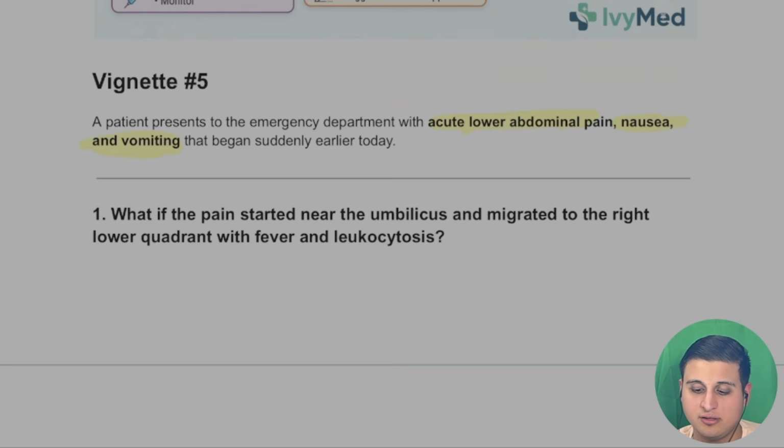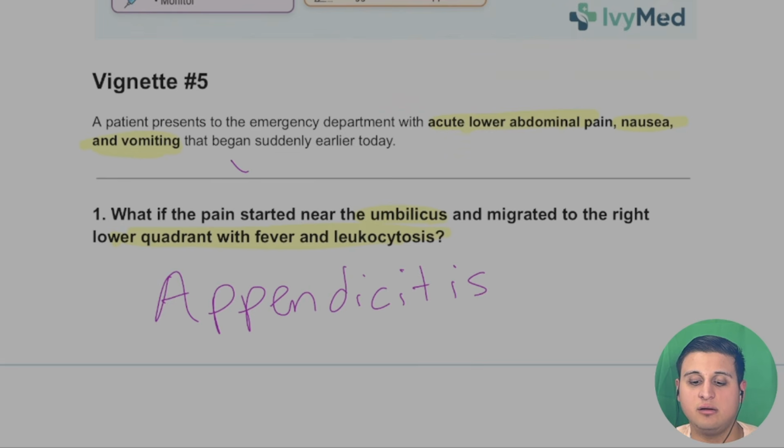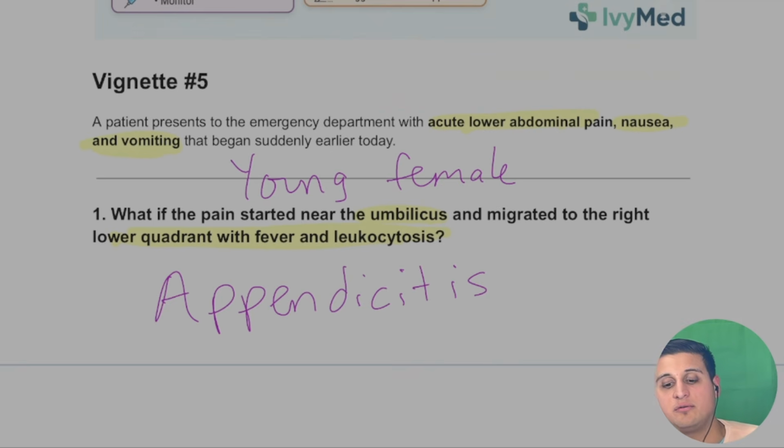So what if the pain started near the umbilicus, migrated to the right lower quadrant with fever and leukocytosis? We did that one last time, right? But the reason why we're doing this now is imagine this is maybe a young female that's coming in with this, because now we're going to check appendicitis versus a couple other things in a young female. Right, because the big thing here is now our differential is going to explore a different route.